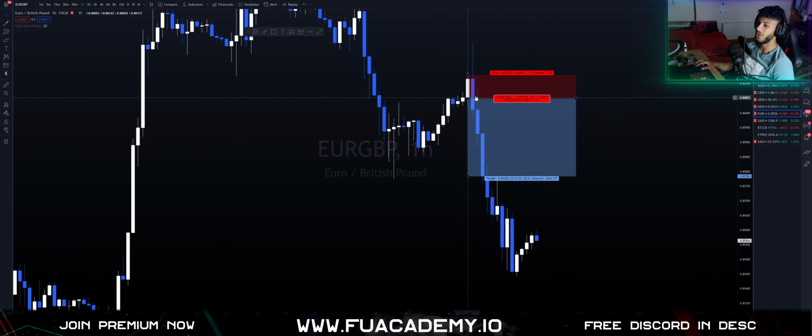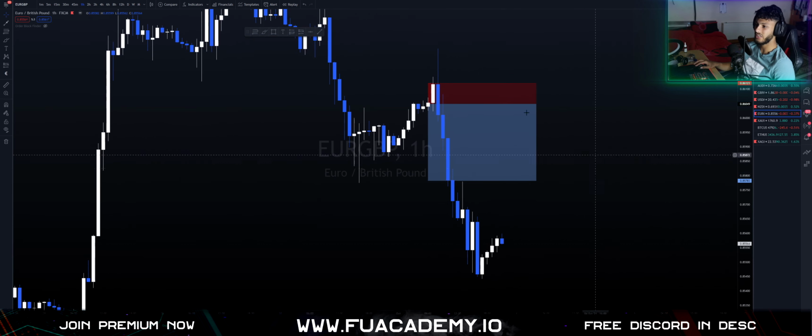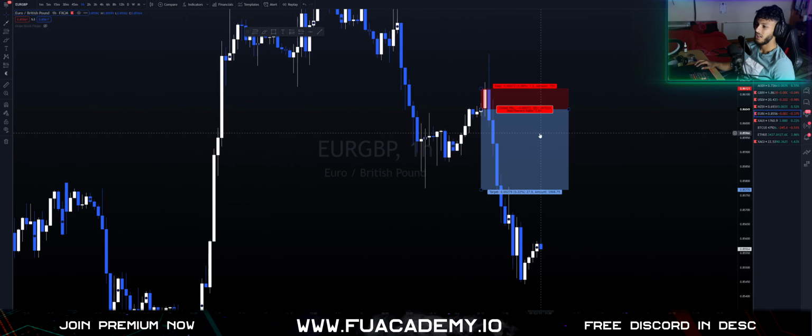So in this instance, you don't actually get a break of structure. You're waiting for a break of structure on a lower time frame. This is a bit more complicated. I go over this more in the scenario number two lesson in the course. So just watch it there because I'm not going to go through it. It's a bit more complicated.